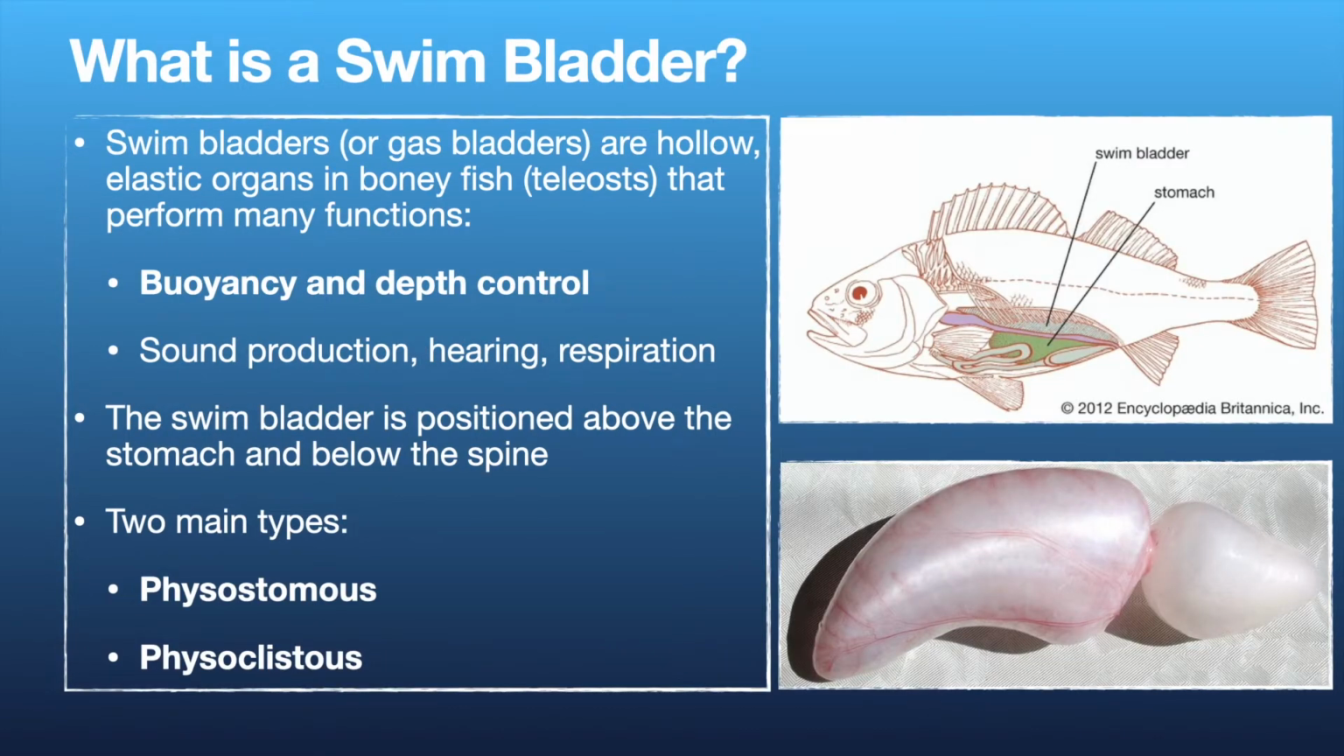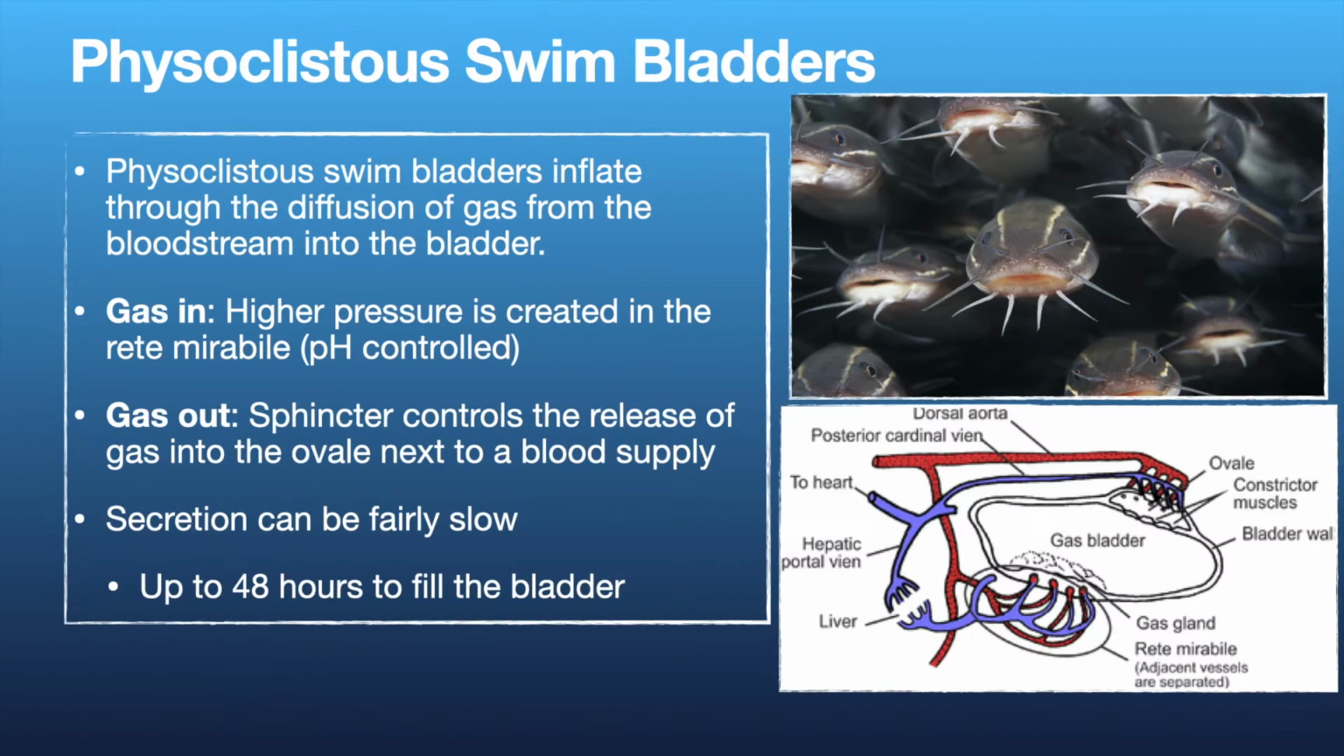So what is a swim bladder? Swim bladders are hollow elastic organs that perform many different functions, including buoyancy and depth control, sound production, hearing, and even respiration. And there are two main types of swim bladders: physostomous and physoclistous. Physoclistous swim bladders are the more common type of swim bladder.